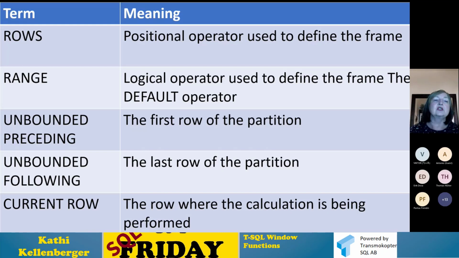There's also this term called unbounded preceding. If I look at my set of rows that I'm working on, unbounded preceding is the very first row. If they say unbounded following, that's the very last row. It could be the entire set of results, or if I'm using partition by, it's going to be that little section, okay? The first row and the last row of that partition. Current row is where I'm performing the calculation.